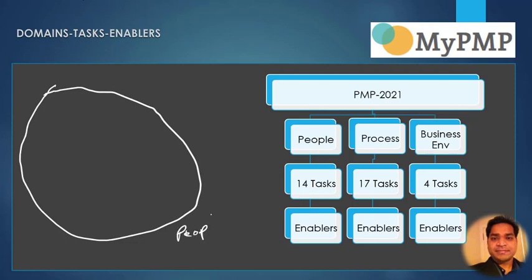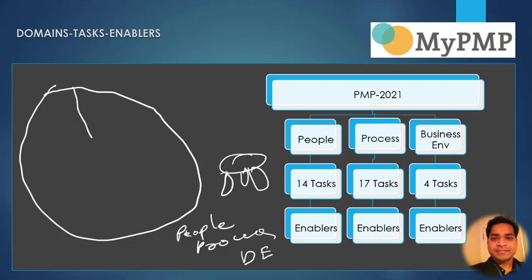People, process is also a pillar, and business environment. So these are the 3 pillars. Okay, on these 3 pillars project management stands. So we can say these are the 3 basic areas in which you will be doing project management.